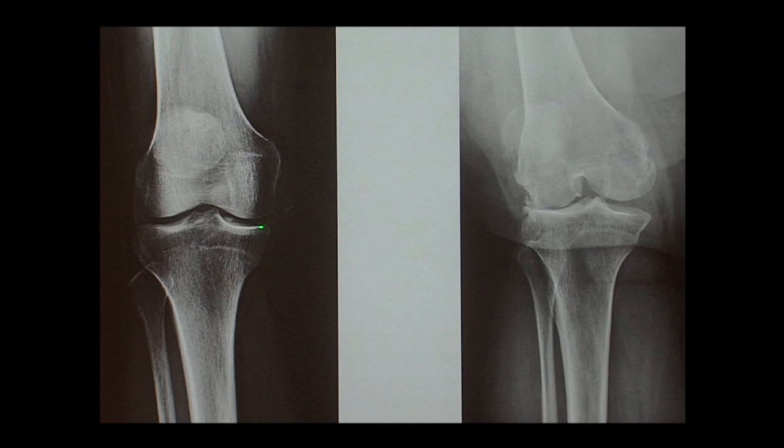We don't see any abnormal bony growth. This is probably just a bit of artifact. I wouldn't consider this a sclerotic change, but if we see brighter looking bone, that can mean bony sclerosis, which is consistent with osteoarthritis. We can't see inflammation on an x-ray, but we'll presume that there isn't really any inflammation there.